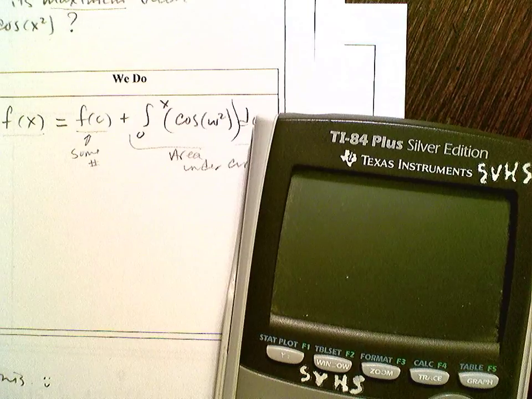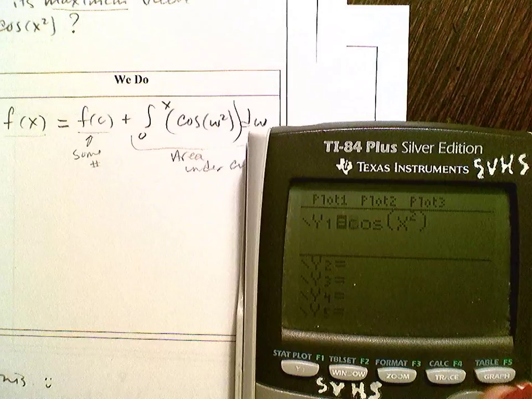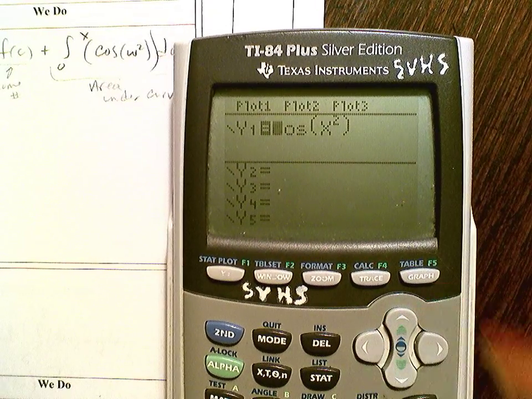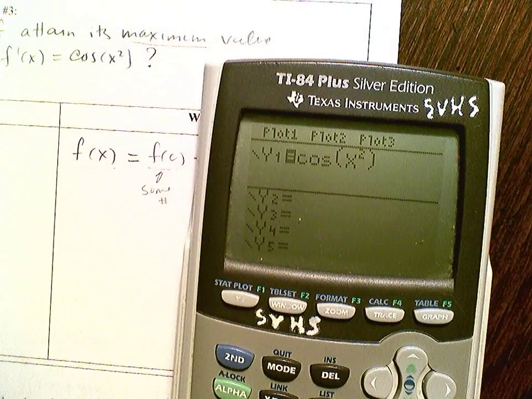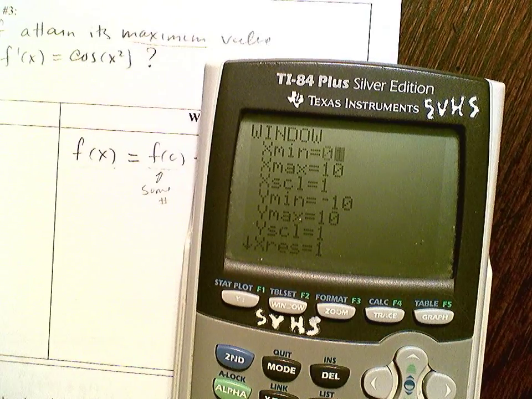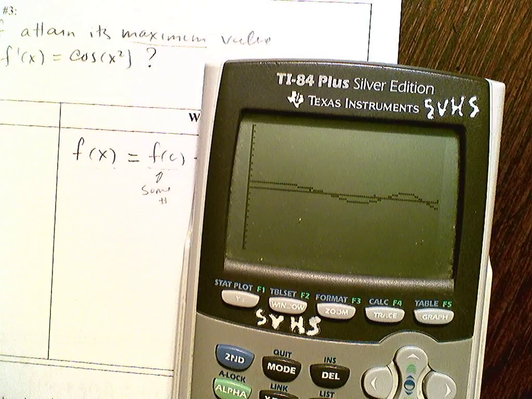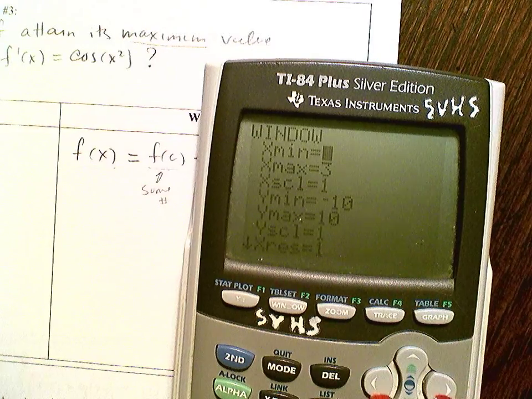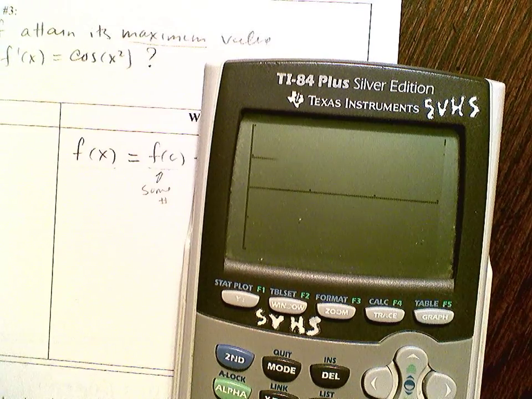So I go to my calculator. I graphed it already, and then I need to really look at this interval, from 0 to 3. So the window is 0 to 3. And I'd like to have a better view, so I'm going to change my window: y min at -2 and y max at 2.